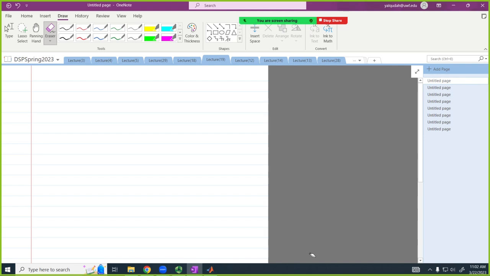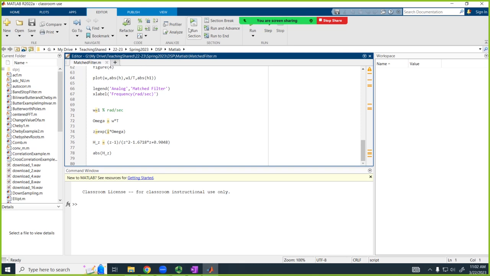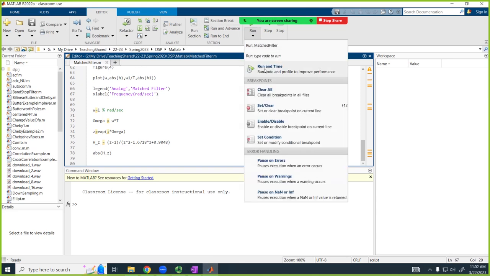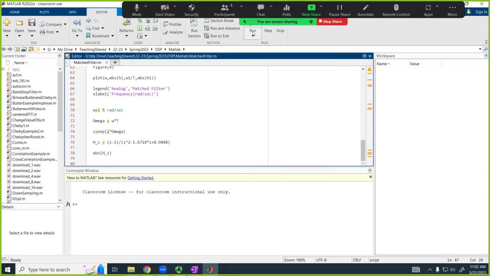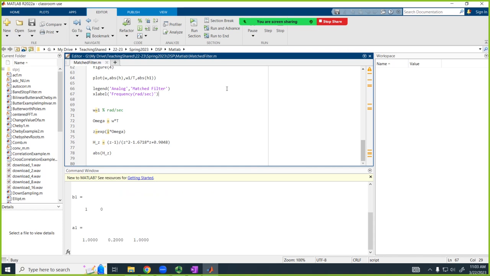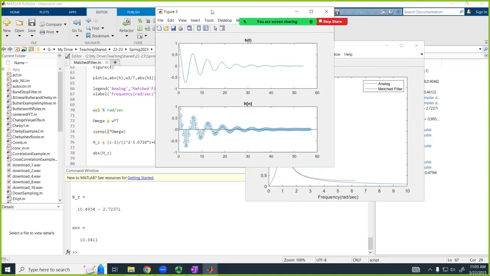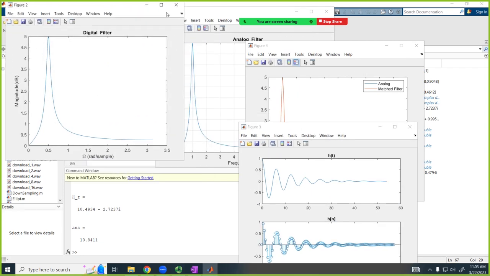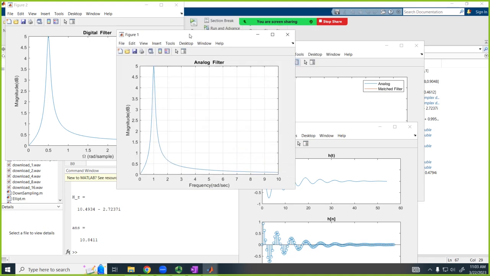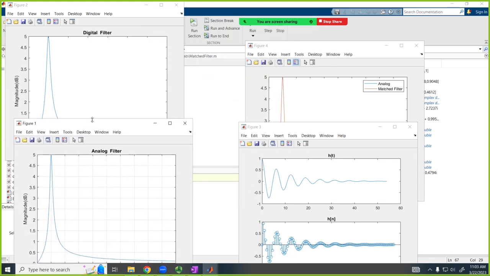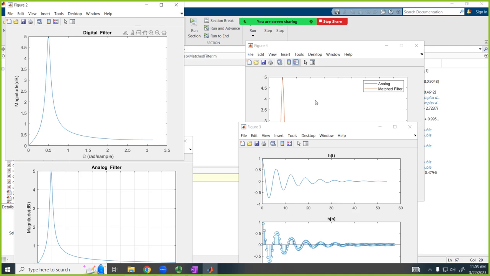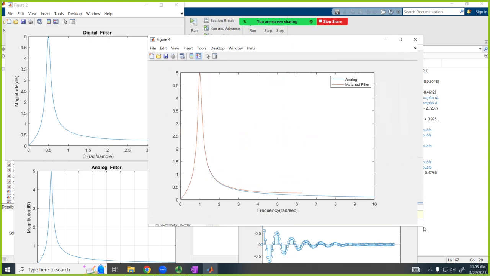So just to finish the matched Z transform, I'm going to run the simulation and show you the results of the matched Z transform filter. Okay, so these are the results. This is our analog filter, our digital filter, and this is when you put the two filters together.